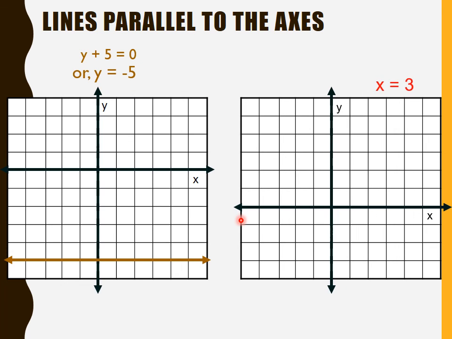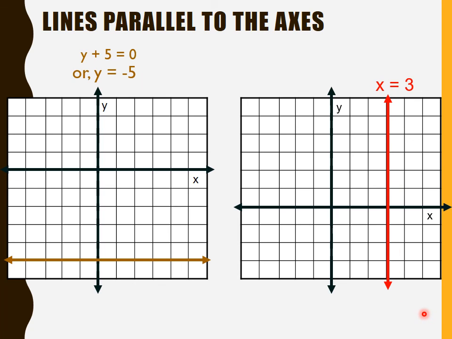Similarly, x equals 3 can be plotted like this, which will be parallel to the y-axis. So here we can see for all values of y, the value of x will remain constant. So the points which lie here are 3, 0, then 3, 1, 3, 2, 3, 3, then 3, minus 1, 3, minus 2, 3, minus 3, and so on. So the line right here is parallel to the y-axis.